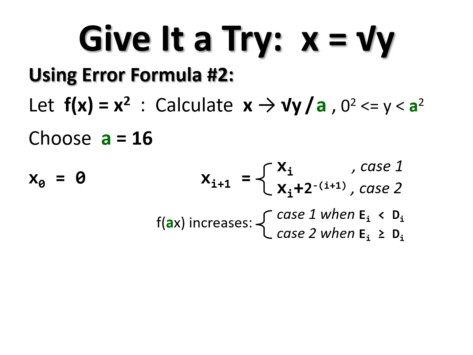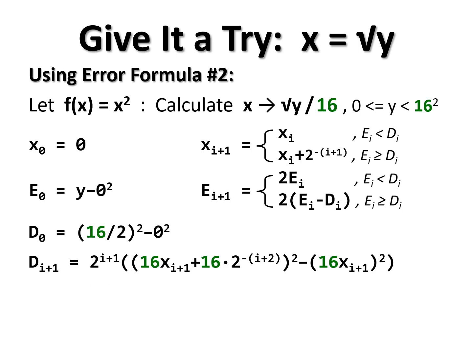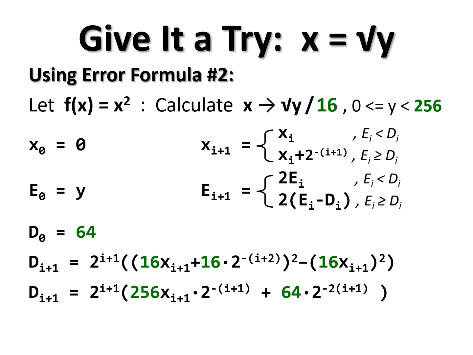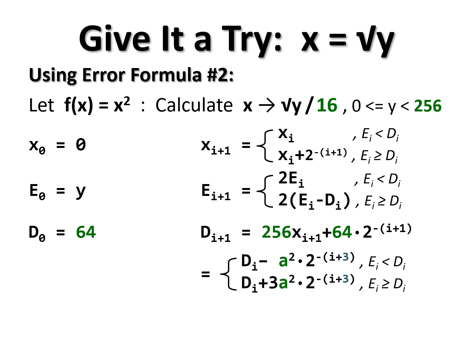Now we build our recurrence relation for x and specify case 1 and case 2. Likewise, for the error value e and the helper value d, now that we've specified f of x, we can simplify the expression for d. Now replace a with 16 and simplify the formula for d. The x squared terms drop out, and we end up with power of 2 times x plus a power of 2. D can also be expressed as a recurrence relation if it helps.